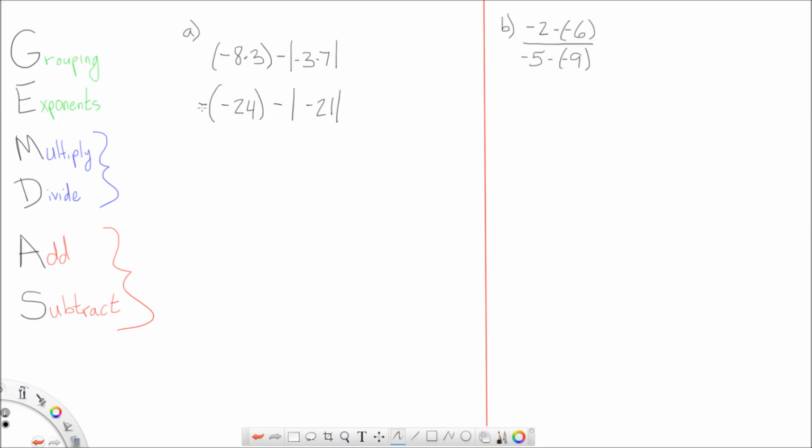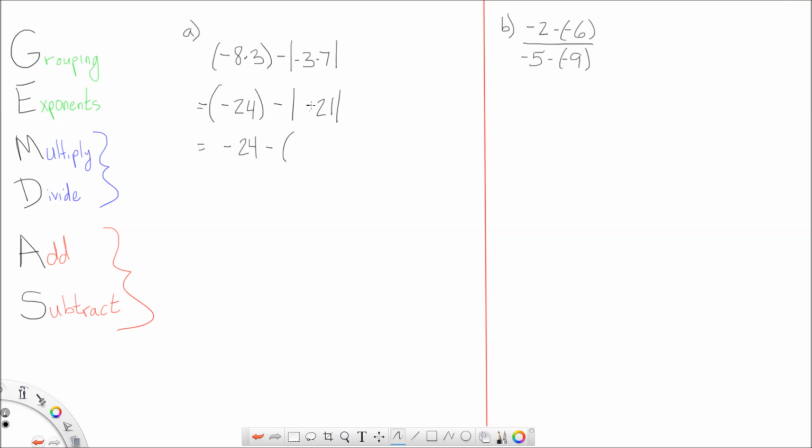So now we have this phrase here. Negative 24, it's in a grouping, but we don't actually need it because it's the very first term and it's all by itself. We still have this minus. Now in the second grouping, we still need to do something, because inside of absolute value, it's actually going to change this minus 21.